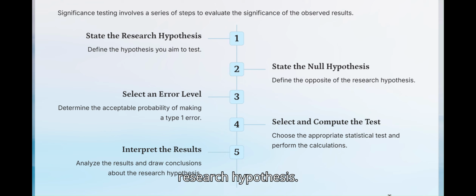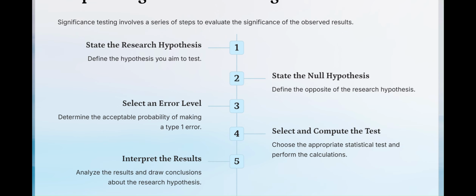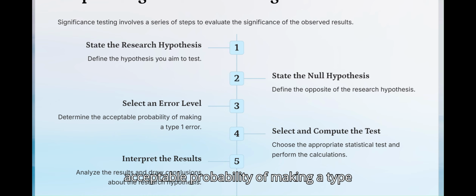State the research hypothesis. Define the hypothesis you aim to test. State the null hypothesis. Define the opposite of the research hypothesis. Select an error level. Determine the acceptable probability of making a type 1 error.